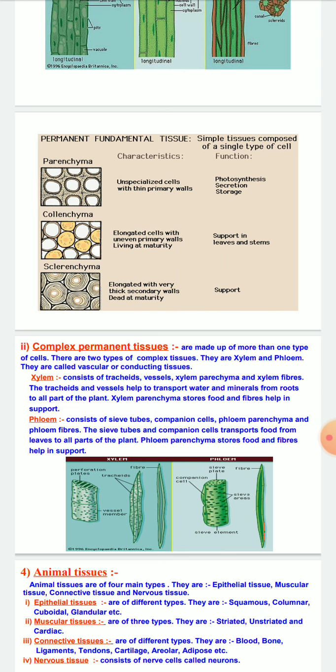So complex tissue is basically divided into two kinds, that is xylem and phloem. And xylem consists of tracheids, vessels, xylem parenchyma and xylem fibers. The tracheids and the vessels help in the transport of water and minerals from the roots to other parts of the plant, and xylem parenchyma stores food and fibers help in support.